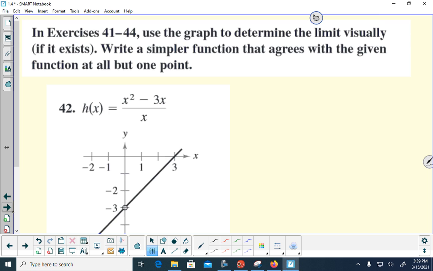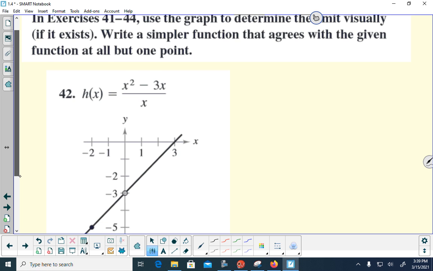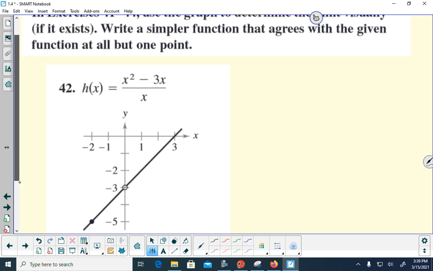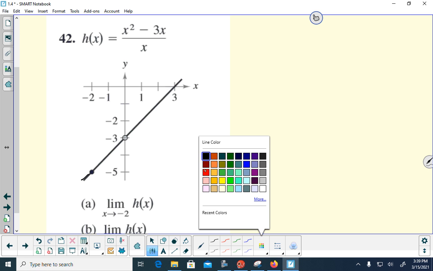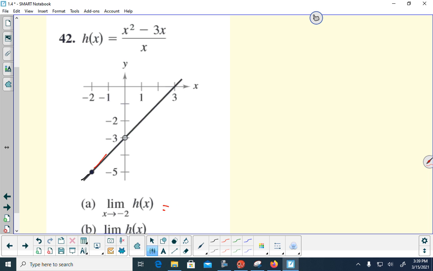Next one, number 42, it says use the graph to determine the limit visually. If it exists, write a simpler function that agrees with the given function at all but one point. So let's do the first part. I'm looking at this graph. It wants me to find the limit as x approaches -2. So from the left, it appears to be -5, and from the right, it appears to be -5. So this is going to be -5.